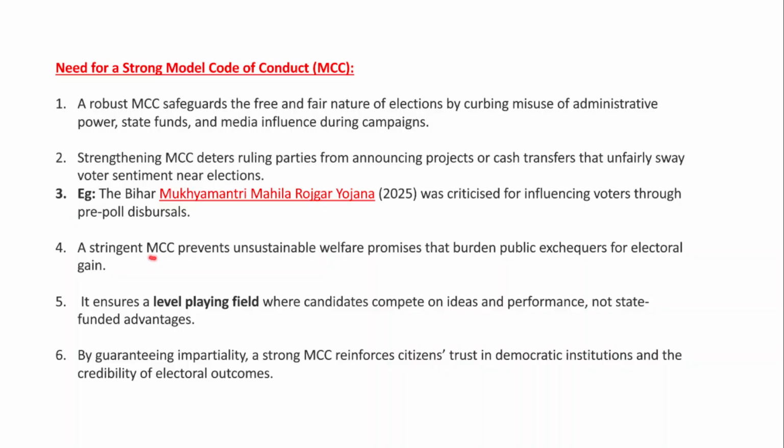And apart from that, a stringent and strong Model Code of Conduct will prevent unsustainable welfare promises, because if a political party is making promises before the electorate which are not financially sustainable, then the party needs to look for feasible welfare promises. They should not make unsustainable, unfeasible welfare promises. And again, it also amounts to a violation of the Model Code of Conduct, because a political party making unfeasible promises is influencing the voters in an arbitrary and unjust manner. So even if the government announces such unsustainable welfare promises, they will act as a burden on the public exchequer for political or electoral gain.